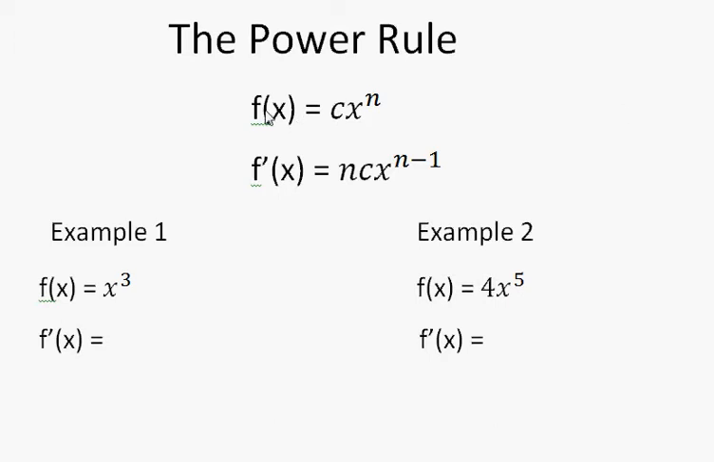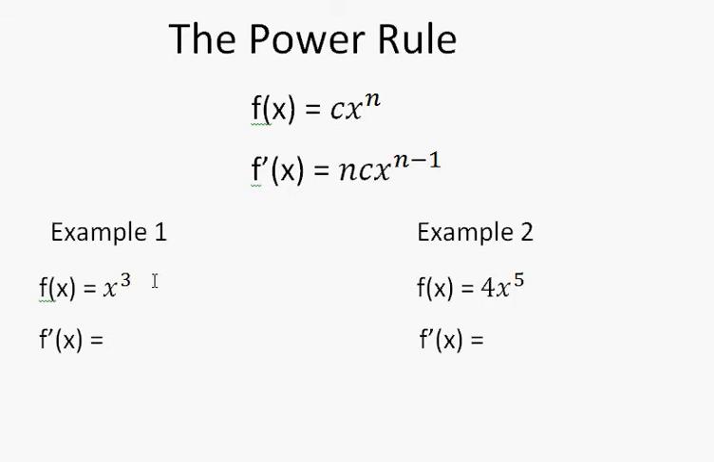So we have the function f of x equals cx to the n, where c is our coefficient, x is our variable, and n is the number that we're raised to for our power. The derivative, which I have denoted f prime of x, equals n, that power, times the coefficient, x, which is the variable, and then n minus 1, or we're dropping the number that's in the power by 1. So let's start with the first example.